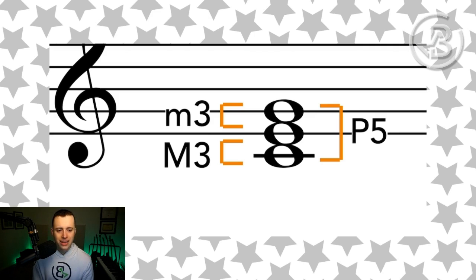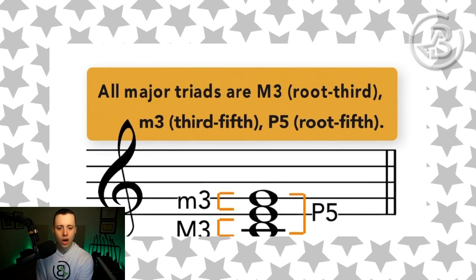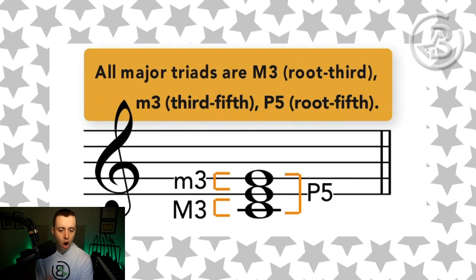Lastly, the interval from the root to the fifth, or if you're thinking about it in a scale way, scale degree 1 to scale degree 5, C to G, is a perfect fifth. That's the interval. Now, what's interesting is that all major triads, without exception, once you memorize these intervals, you will know every single major triad. All major triads are a major third from the root to the third. They are a minor third from the third to the fifth, and a perfect fifth from the root to the fifth. This is how all major triads work.